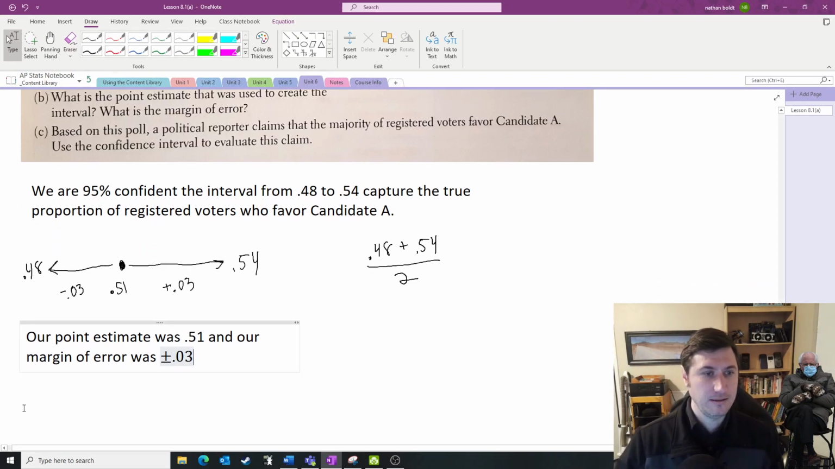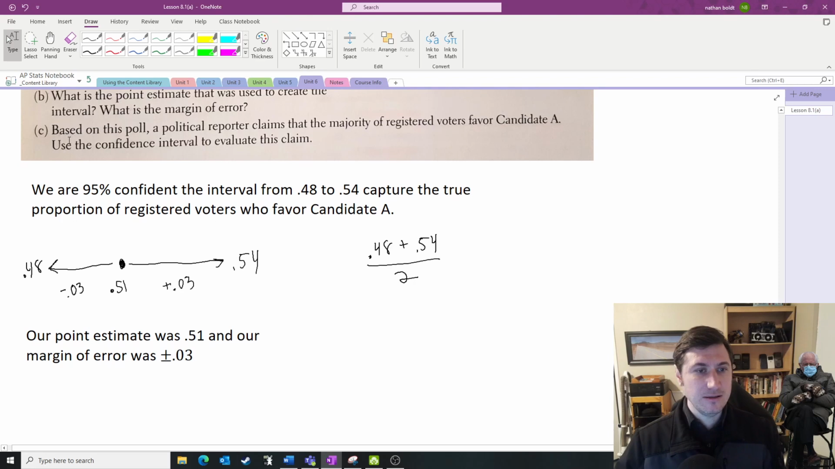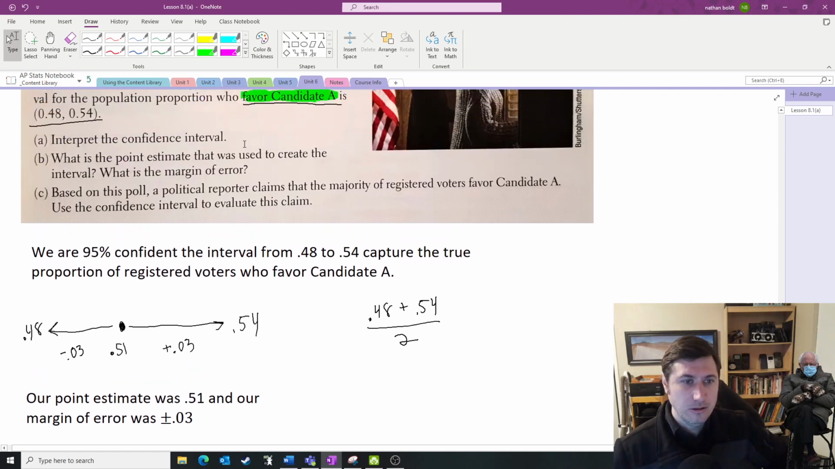All right, and the last one. Based on this poll, a political reporter claims that the majority of registered voters favor candidate A. Use the confidence interval to evaluate this claim. A common mistake. Well, look, the confidence interval is well above 50%. Oftentimes, but not all the time. The point estimate was above 50%.